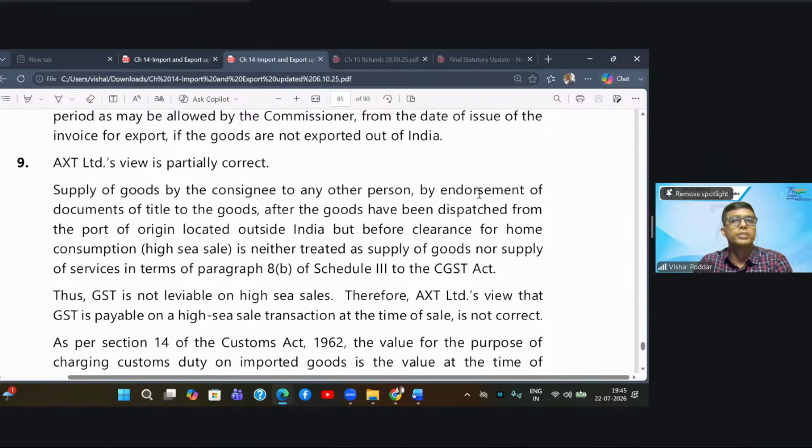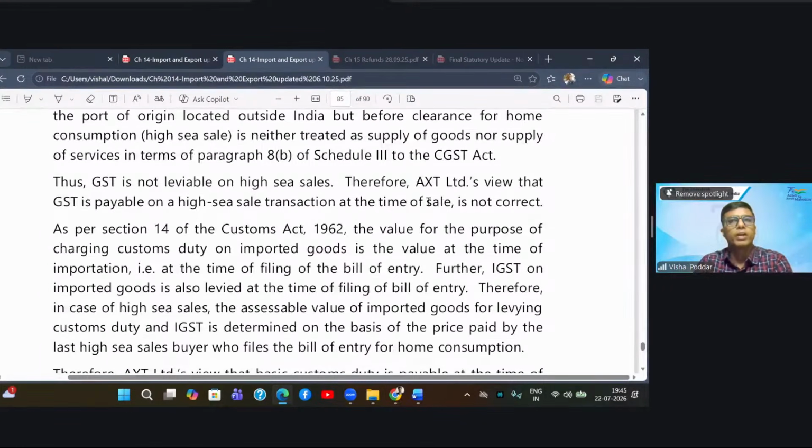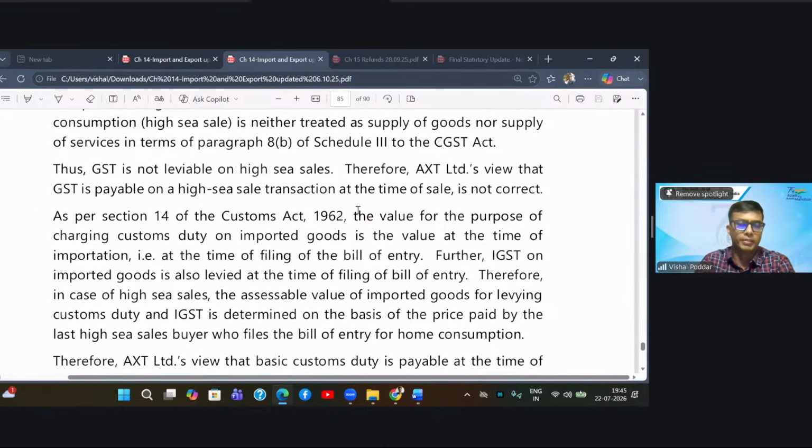Supply of goods by the consignee to other person by endorsement of document of title after the goods have been dispatched from the port of origin outside India, but before clearance, is neither supply of goods nor supply of service. So this is what Schedule 3 is saying. Thus, the GST is not leviable on high sea sale. This is the first part of the answer. Therefore, AXT Limited's view that GST is payable on high sea sale transaction is not correct.